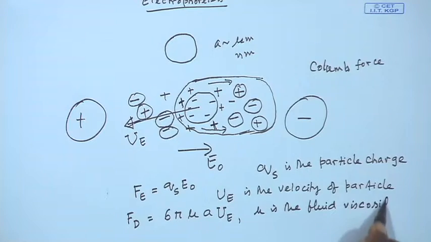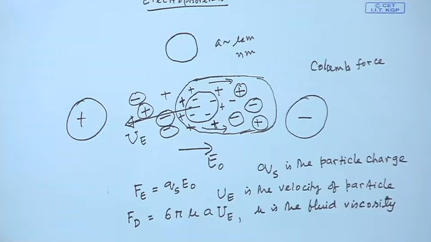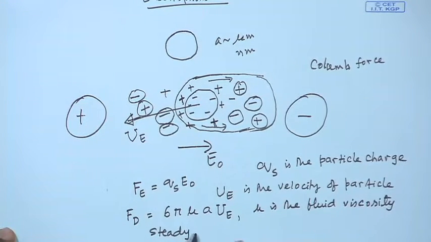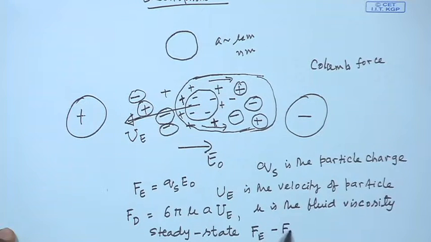Now, if the electric field is the only mechanism, then at steady state, if there is a steady propulsion, these forces will be balanced. So, at steady state, Fe minus Fd should be 0, the net force will be 0, because there is no acceleration.